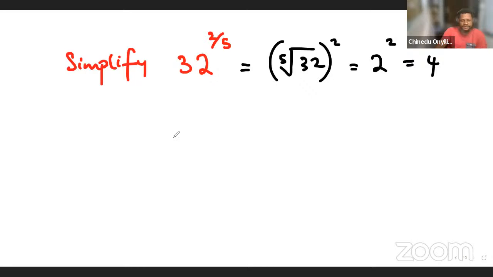Now, we can take another example. Let's say I want to simplify 64 to the power of 3 over 2.